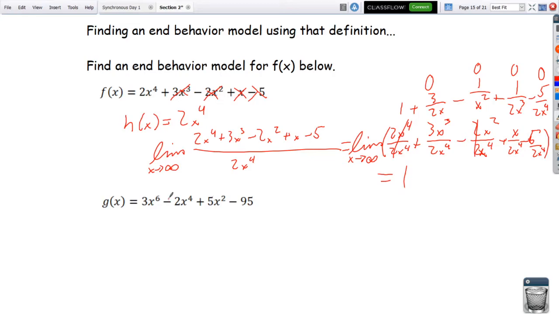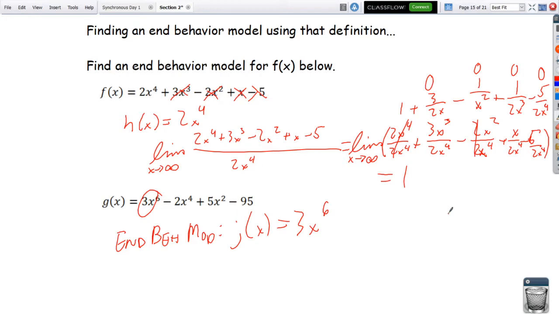Now with this g of x, same deal. Just pick your biggest contributing term. End behavior model. We already used h of x. j of x is equal to 3x to the 6th. Now I'm not asking you to confirm what the end behavior model is, just write it down.